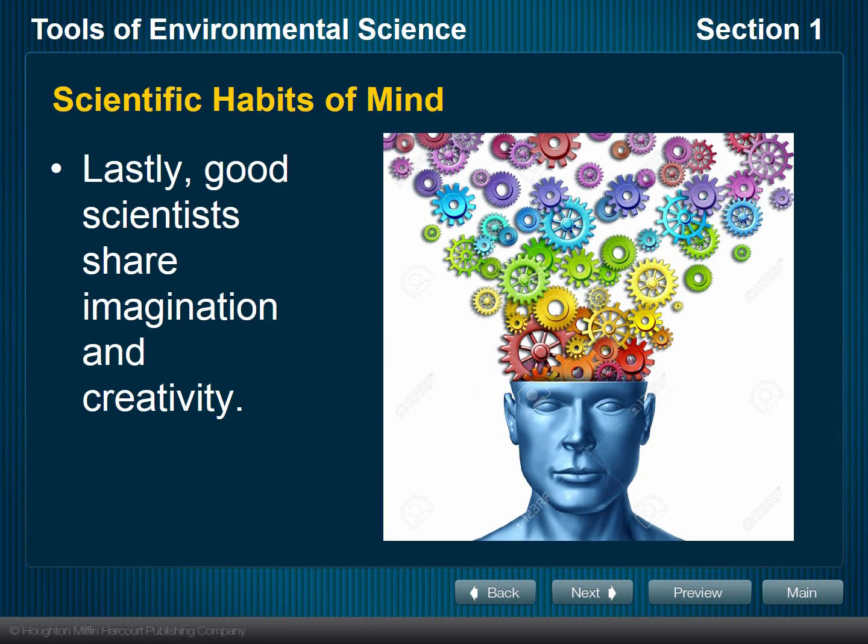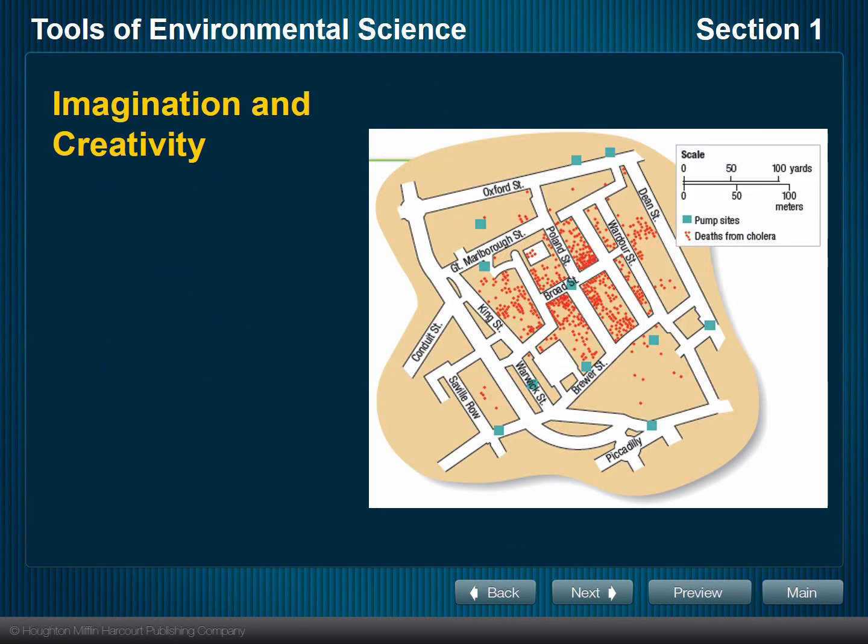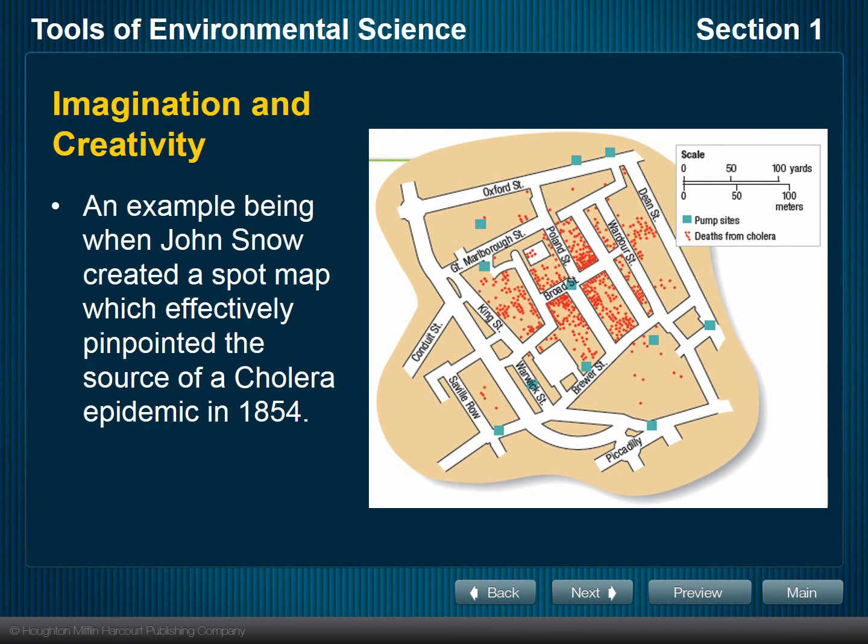Lastly, good scientists share imagination and creativity. They are not only open to new ideas, but able to conceive new ideas themselves. They have the ability to see patterns where others do not, or can imagine things that others cannot. This allows for good scientists to expand the boundaries we know. An example being when John Snow created a spot map which effectively pinpointed the source of a cholera epidemic in 1854.